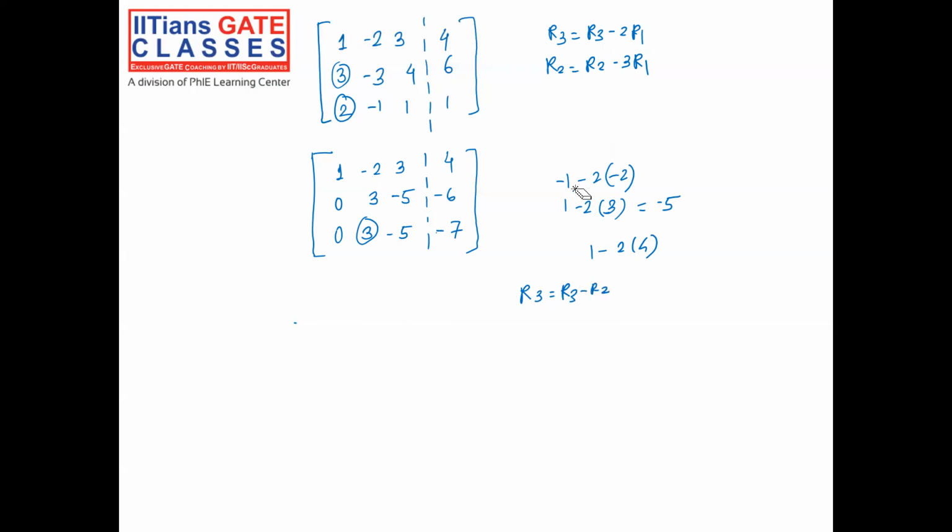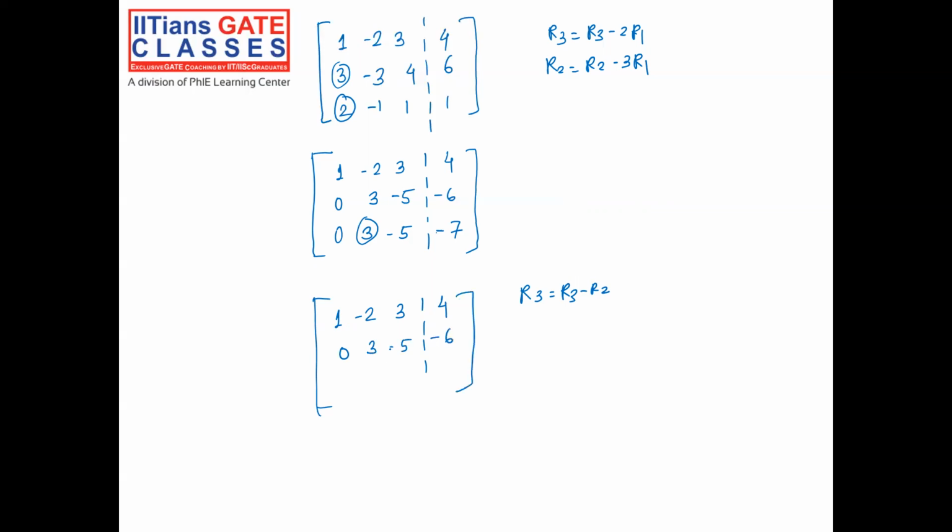Okay, I'll just rub this part. And we will end up with 1 minus 2, 3, 4, 0, 3, minus 5, minus 6. First and second row will remain unchanged. The third row will become 0. 3 minus 3 is 0. Minus 5 minus of minus 5 is 0. And minus 7 minus 6 is again minus 1.